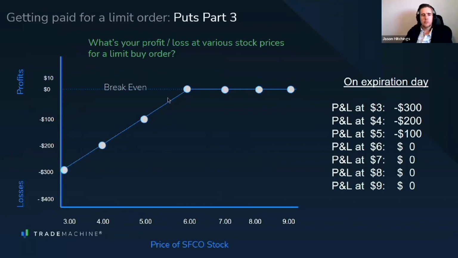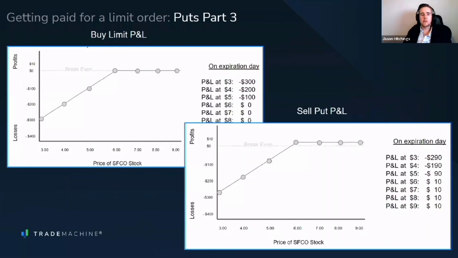It's literally the exact same chart, except everything's just down $10. So the question becomes, well, if I want to do a buy limit order, if I know I want to buy the stock if it goes down to $6, why not just sell a put instead of doing a buy limit order? Because if I sell a put, I collect a little bit of money. And that's a valid strategy.